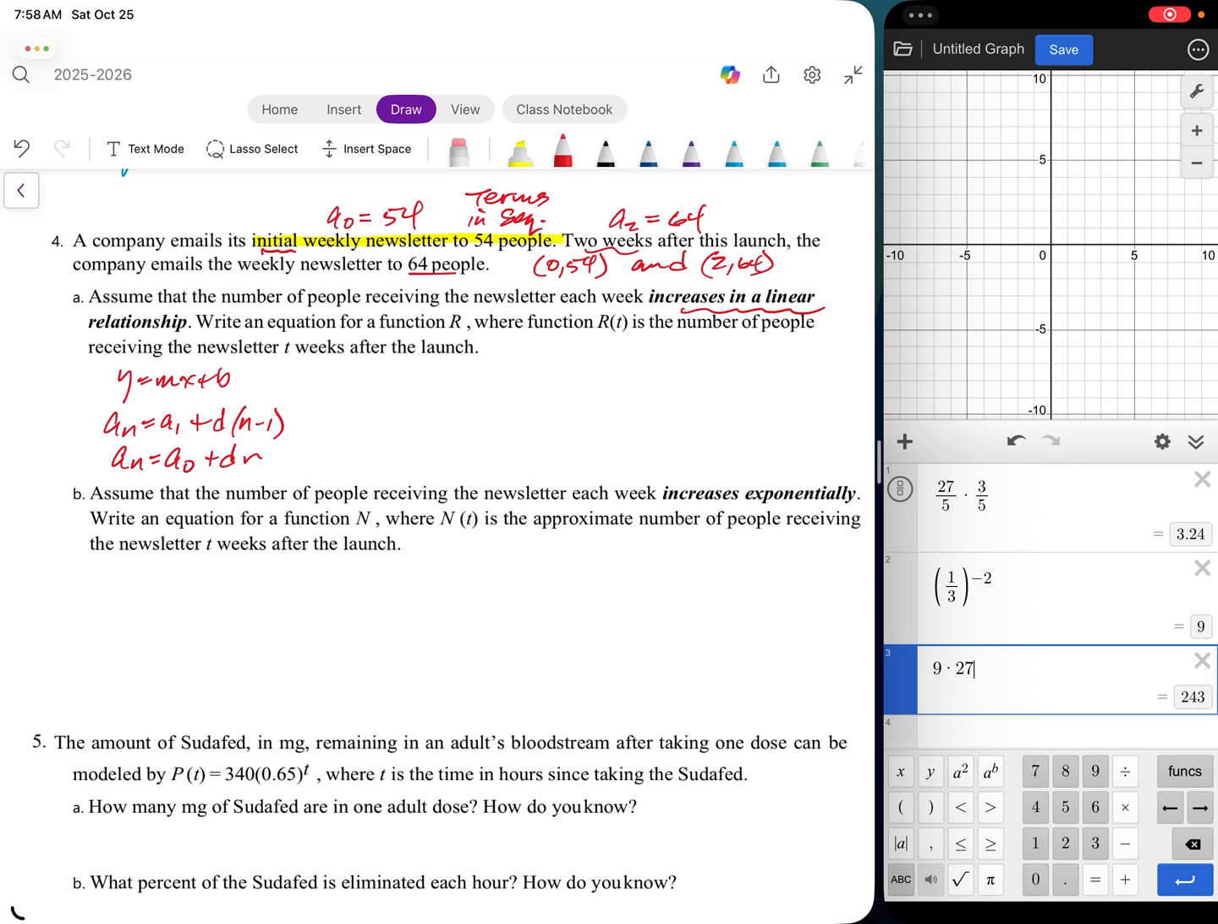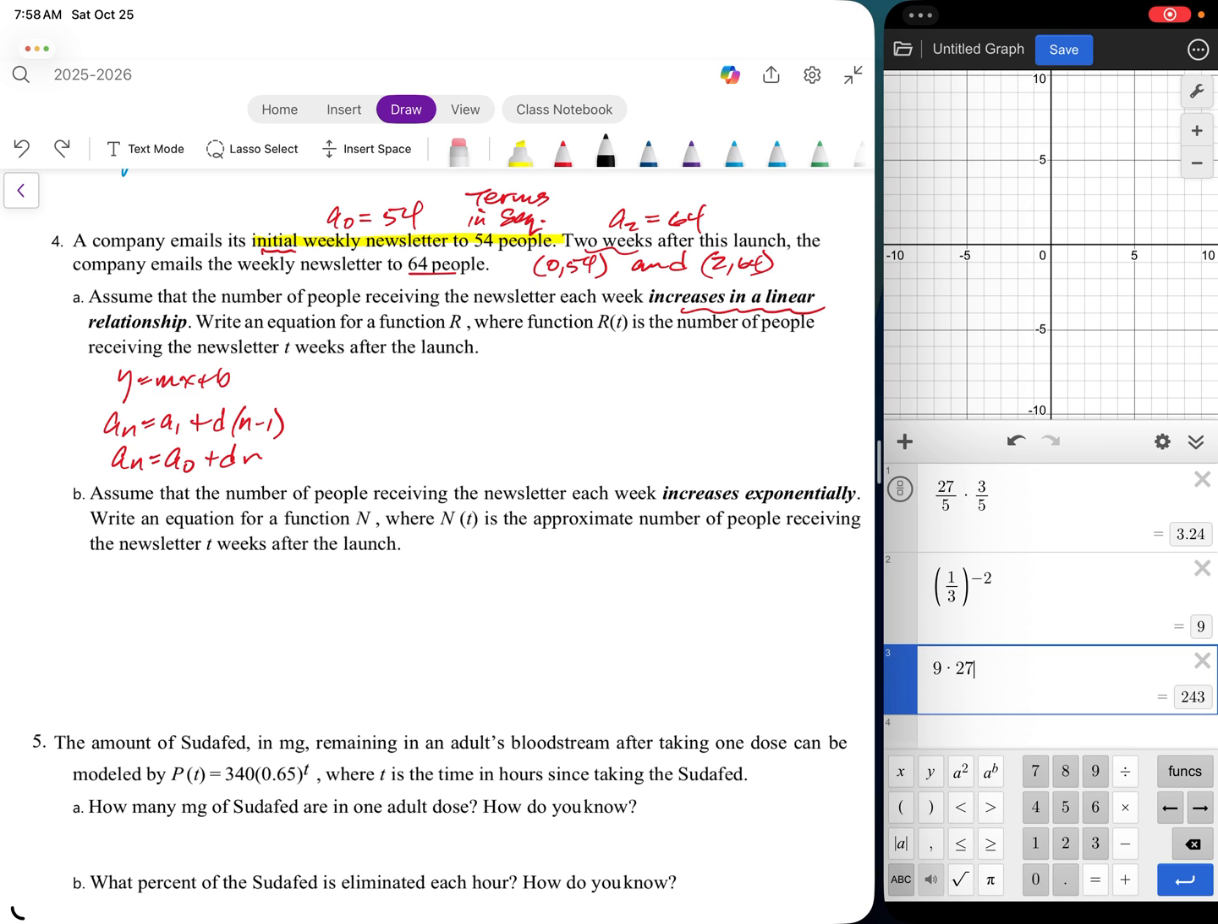You might want to use that one because guess what? We know what it is. All right, find R of t, the number of people receiving the newsletter 2 weeks after launch. So we'll write it in regular notation, and then we'll switch it to this function notation, which is what they're asking for. Okay, so here we go. Let's use sequence notation first.